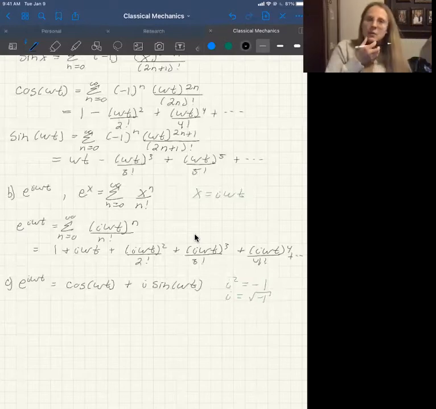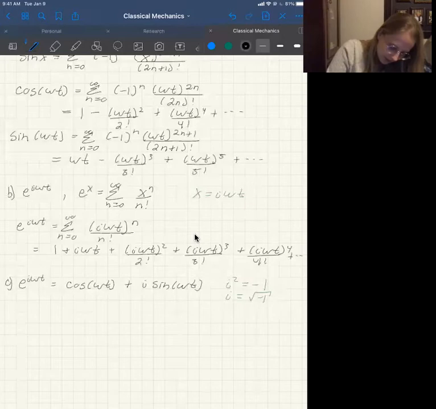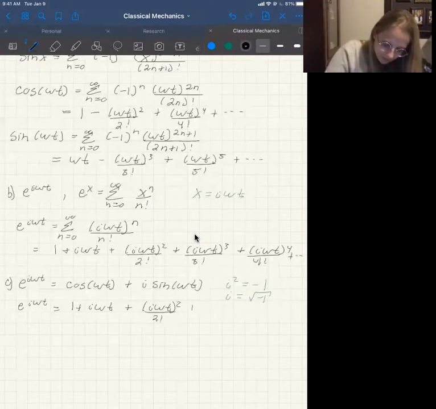So starting from what we derived in part B, let's write down e to the i omega t as 1 plus i omega t plus i omega t squared over 2 factorial plus i omega t cubed over 3 factorial plus other terms.